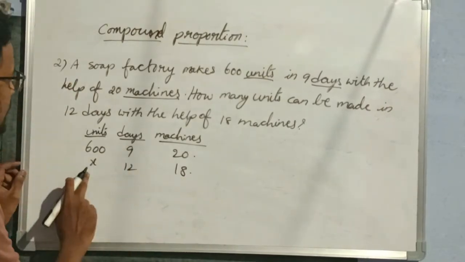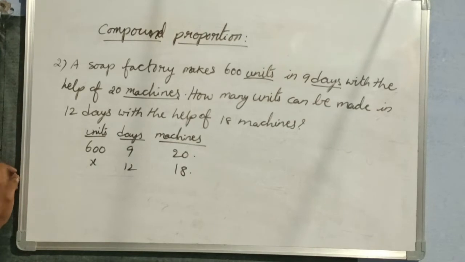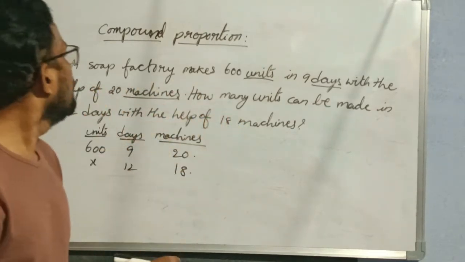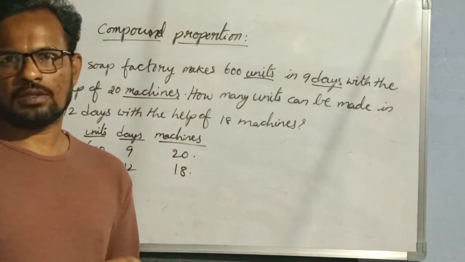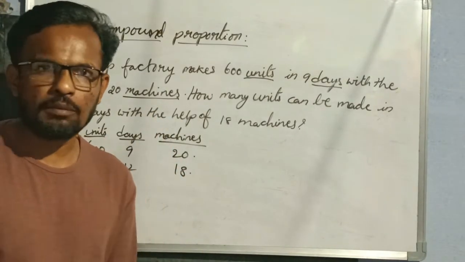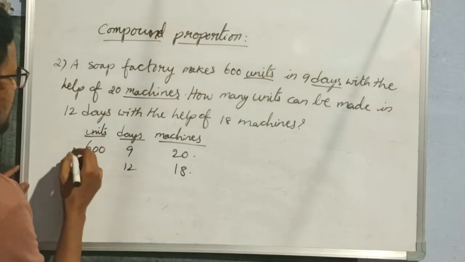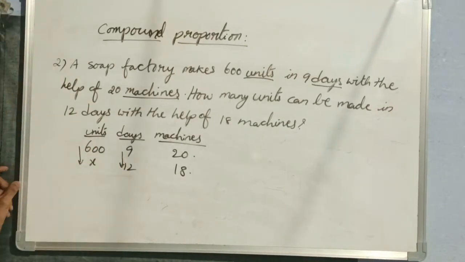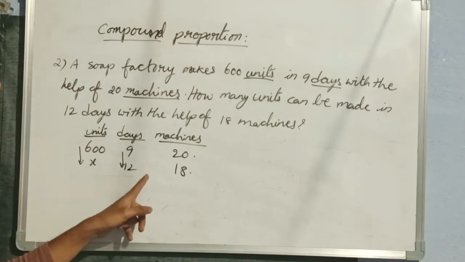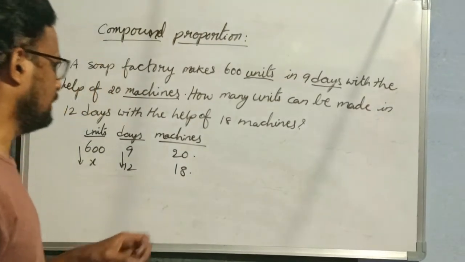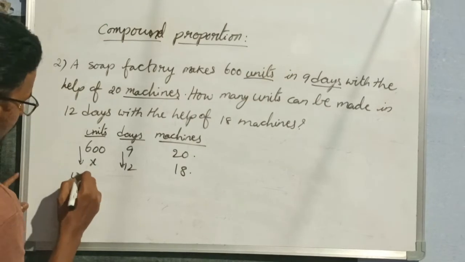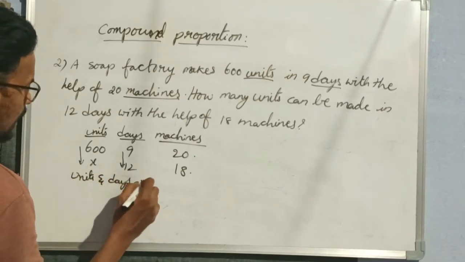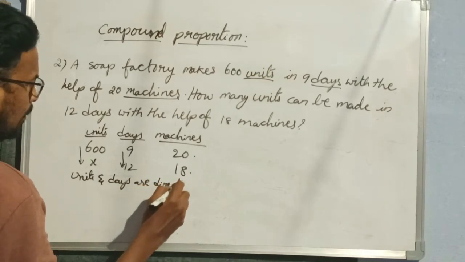Okay. So units and days. If more number of days are there, we can make more number of units. Fewer days means we can make fewer units. So here units and days are in direct proportion. Okay. Units and days are in which proportion? Direct proportion. So I will write here, units and days are directly proportional.